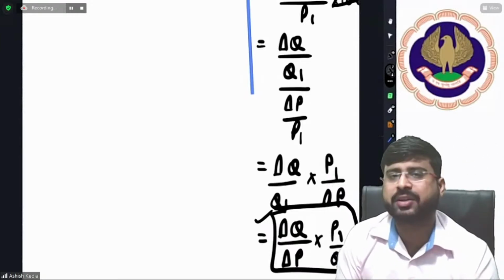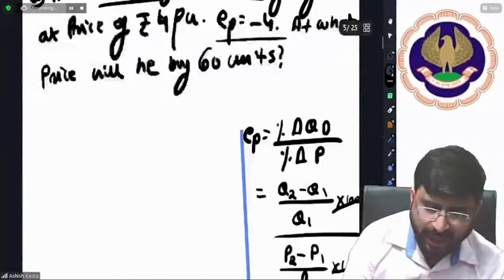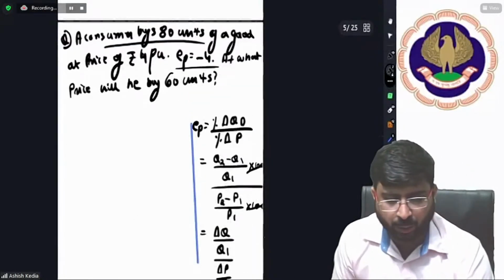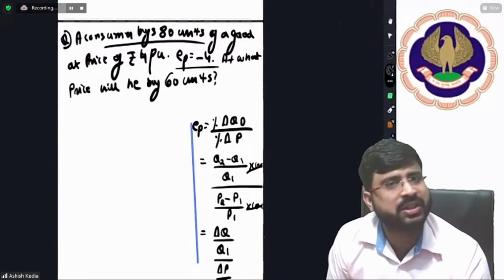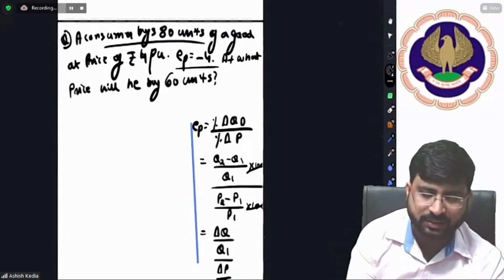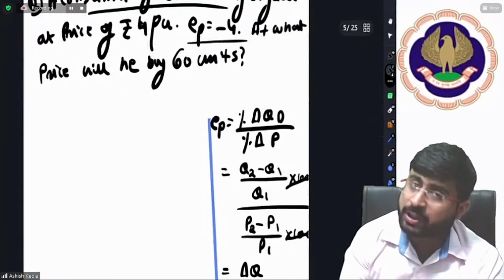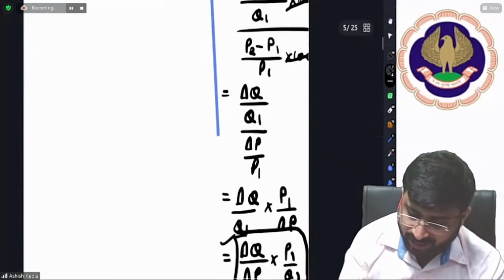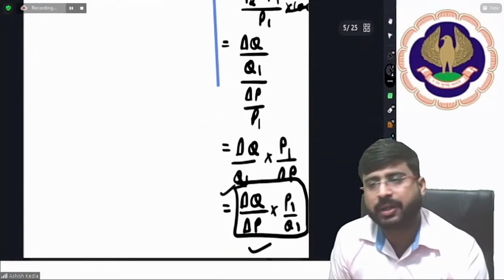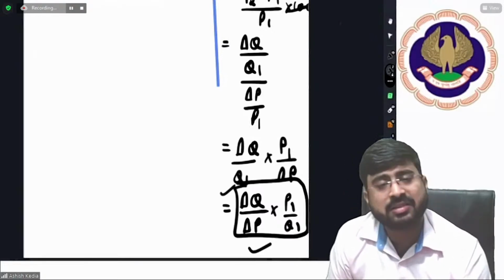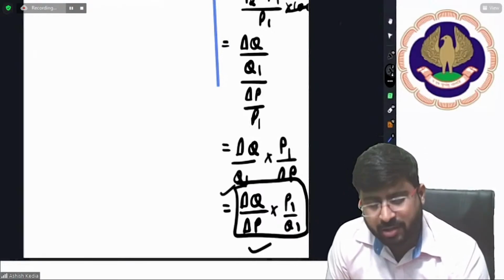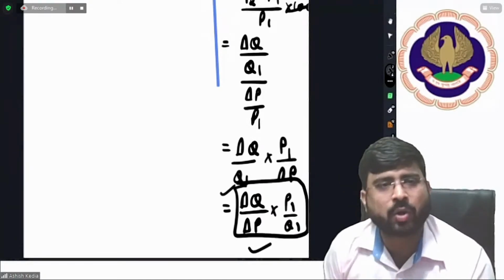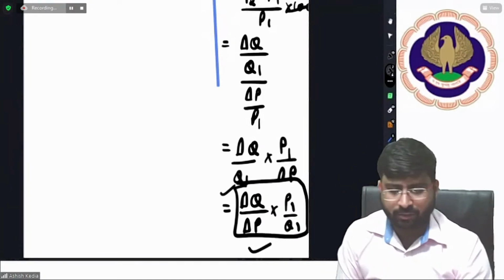I just told you this so that whenever we need to use it, we can take advantage of this data as well. Now I will use this formula only. By the way, we can use any formula, but this one is easier. So note it down, everybody. Very easy formula: change in Q by change in P into original price by original quantity. Please note it down, everyone. Yes, sir, we have noted it down.